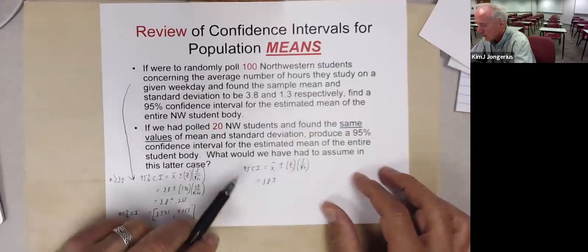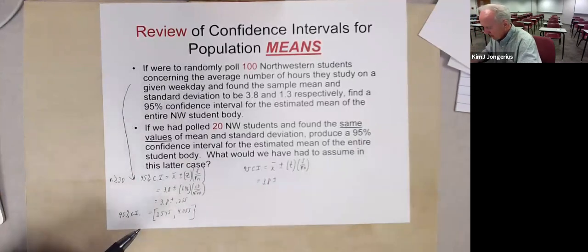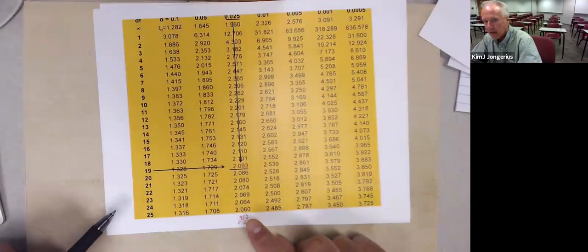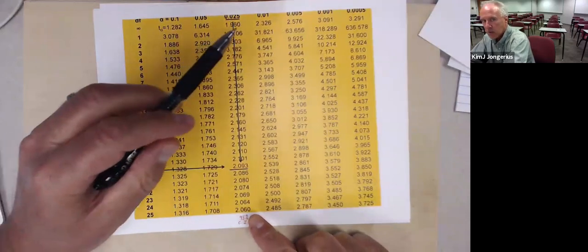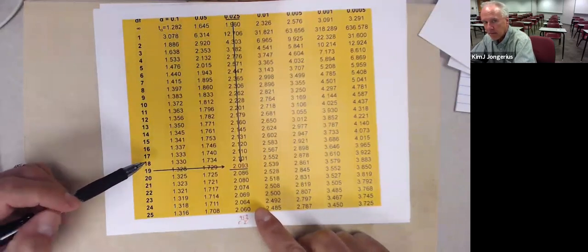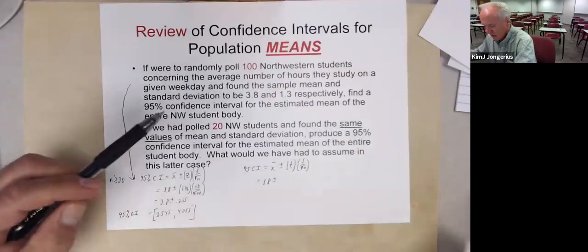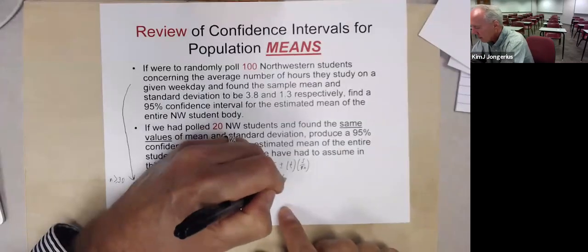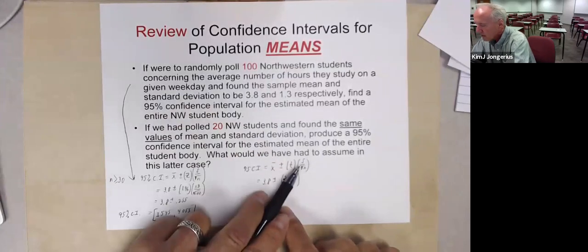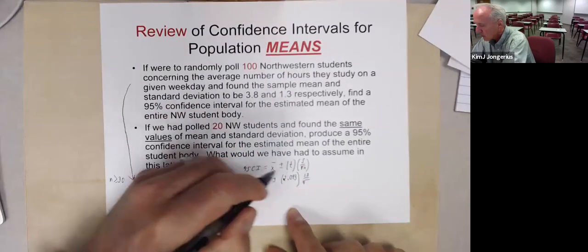But what does change for the small sample of 20 is that my t-score is going to be different. That t-score is found from that t-chart. We go to the 95% column. That, of course, would be the 0.025 column. We have 19 degrees of freedom. So that gives me a t-score of 2.093. So I plug in the 2.093. We have the same standard deviation, 1.3, divided by, this time, the square root of 20.